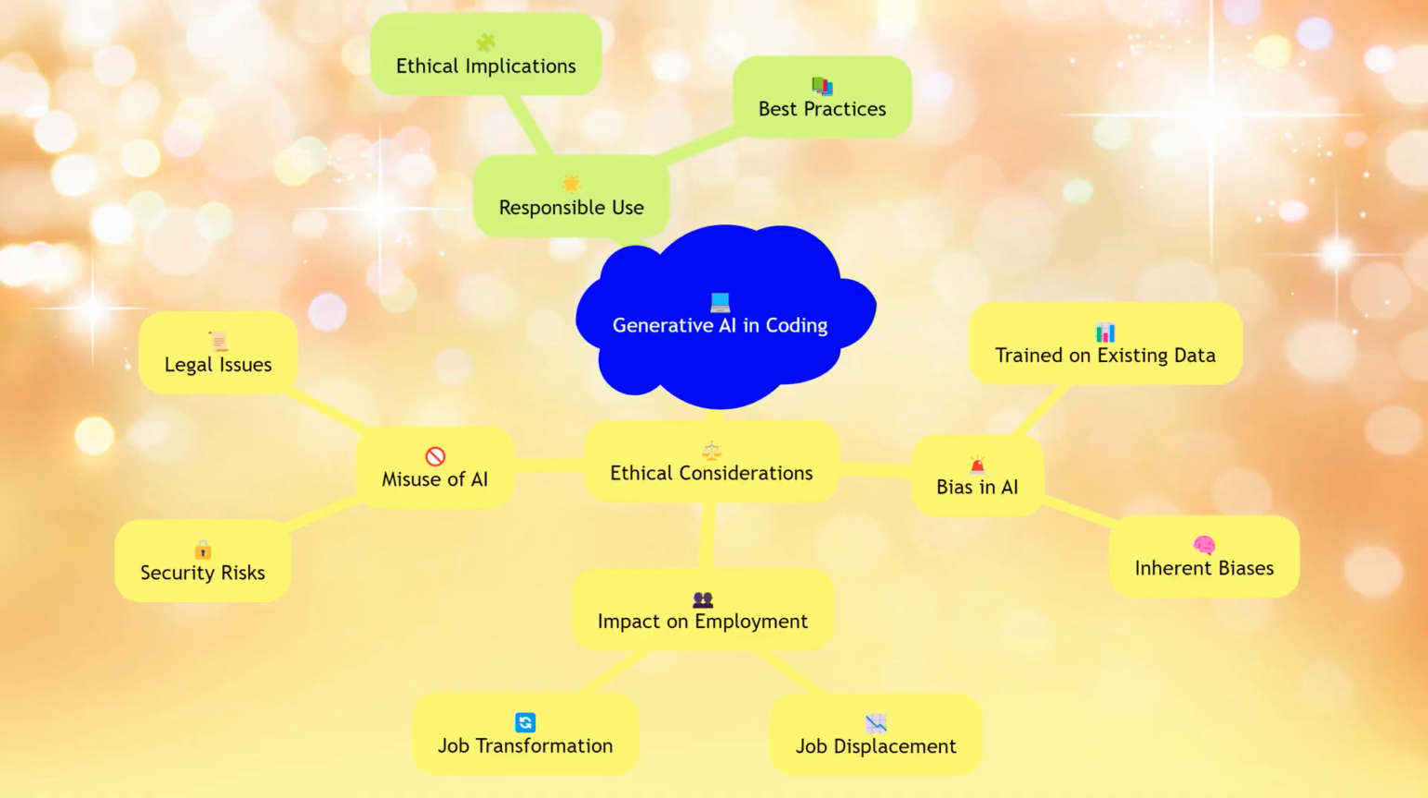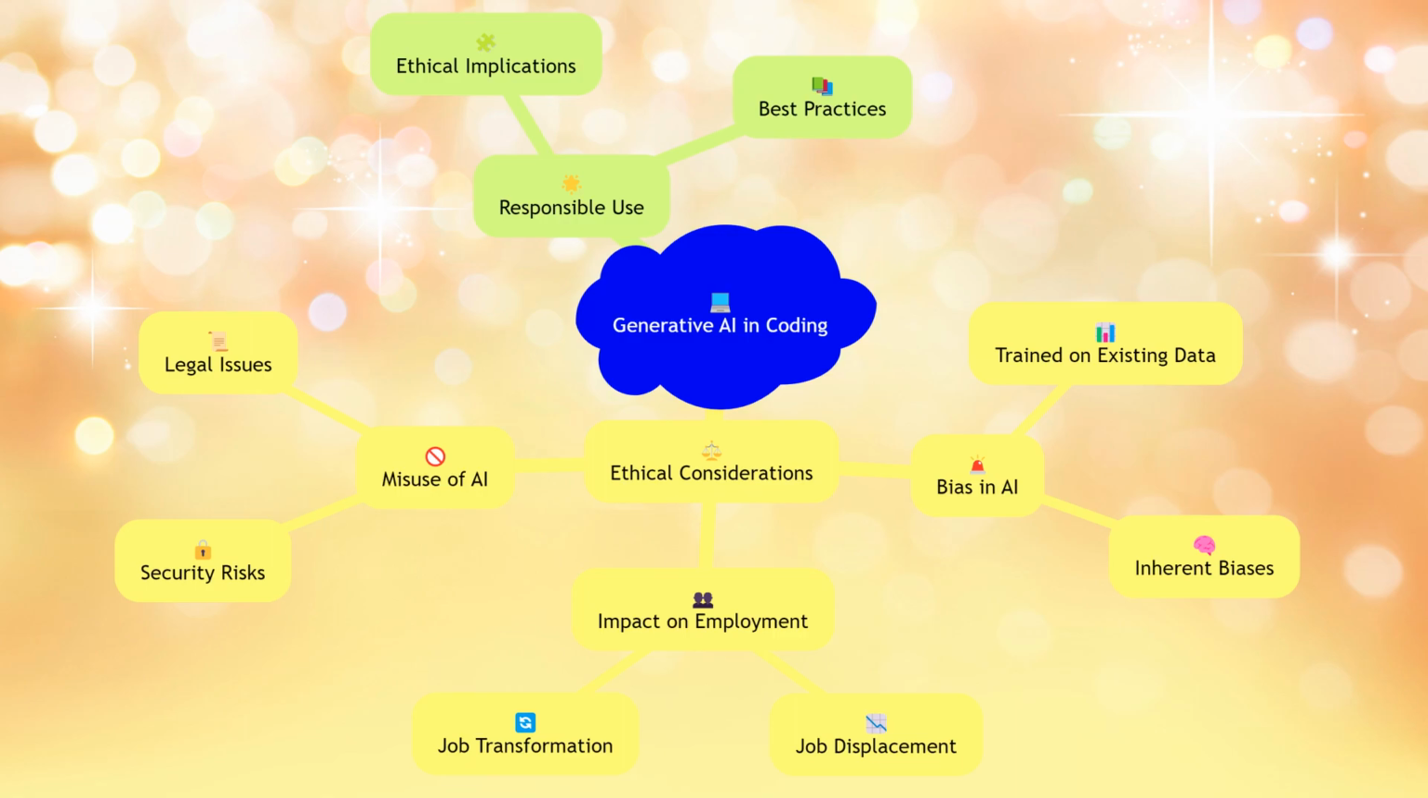The use of generative AI in coding raises several ethical considerations. Developers should be aware of the potential for bias in AI-generated code, as the models are trained on existing data that may contain biases. Additionally, there are concerns about the impact of AI on employment and the potential for misuse of AI-generated code. It is important to use generative AI responsibly and consider the ethical implications of its use in software development.